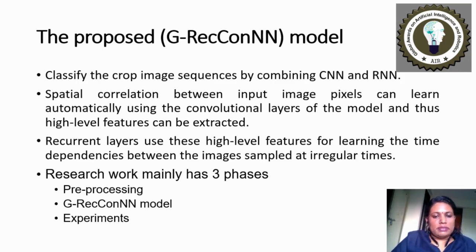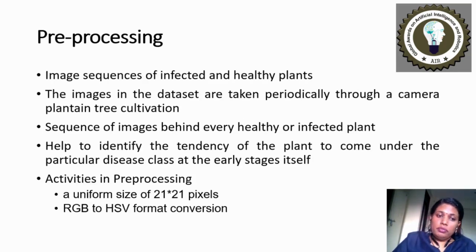This research work has mainly three phases. The first phase is pre-processing, and then we go to the proposed model, and we experiment with the collected dataset. Our input is the sequences of images that are periodically collected through a camera placed in the plantain tree cultivation land.